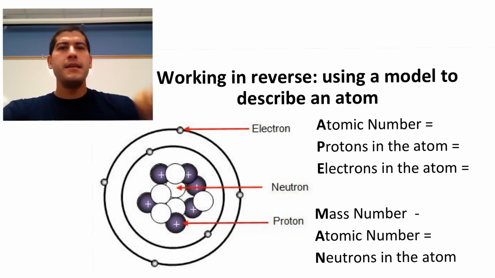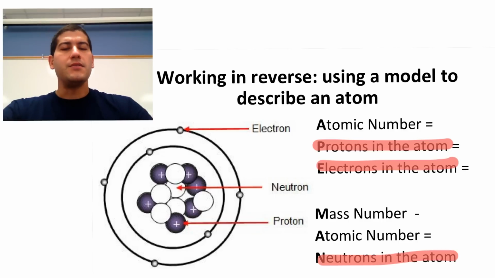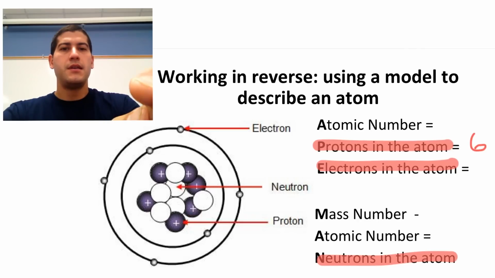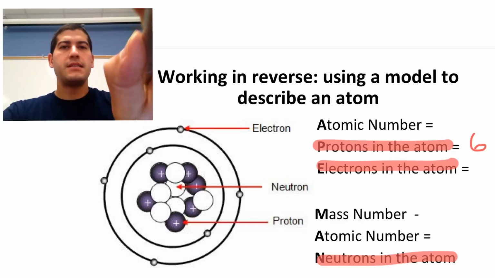So let's begin by finding out the number of protons, electrons, and neutrons in the atom. This is really easy to do because we can simply look at the atom and count. We have 1, 2, 3, 4, 5, 6 protons in the atom. And we have 1, 2, 3, 4, 5, 6 electrons.